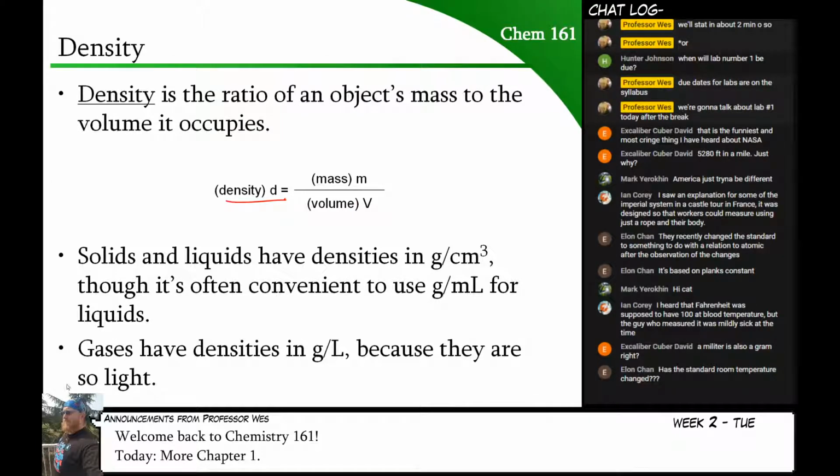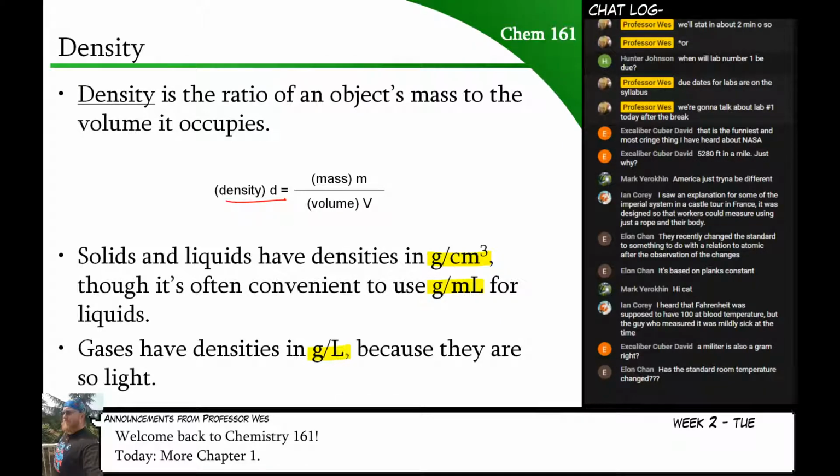When we look at various substances, we're going to be measuring their densities in various units. Solids get grams per cubic centimeter only because solids can be formed into cubes fairly easily. Liquids are always grams per milliliter because you cannot cube a liquid unless you pour it into a perfectly cubical container. The liquid's just going to occupy whatever volume its container has.